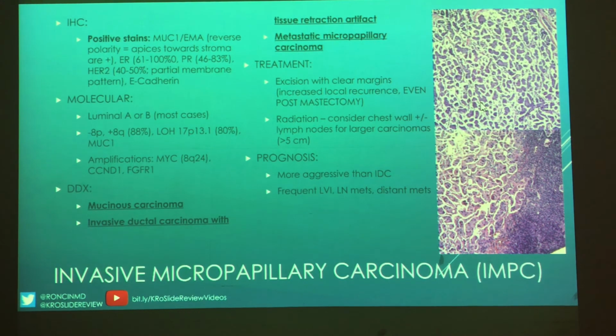Okay, so with this, they're going to excise, and you have to keep in mind that these lesions are at increased risk of local recurrence even after a mastectomy. And it kind of makes sense, right? They just kind of percolate everywhere. So even post-mastectomy, which normally we do a mastectomy and we're like, hey, we're done, we don't need radiation, these are patients where you're going to say, let's radiate that chest wall and any associated lymph nodes.